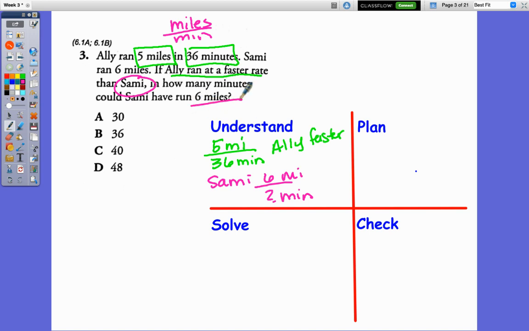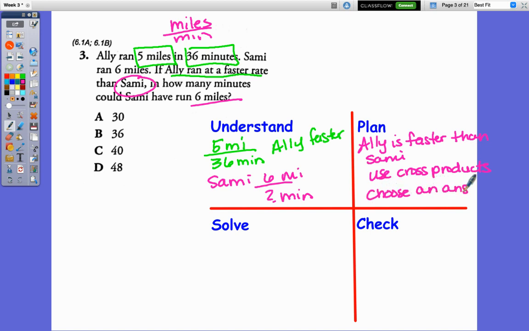So my plan is to realize that Allie is faster than Sammy. That's important. So Allie's rate is faster than Sammy's. And then I am going to use cross products, which is a proportion, and realize that I have to choose an answer bigger than Allie's time.